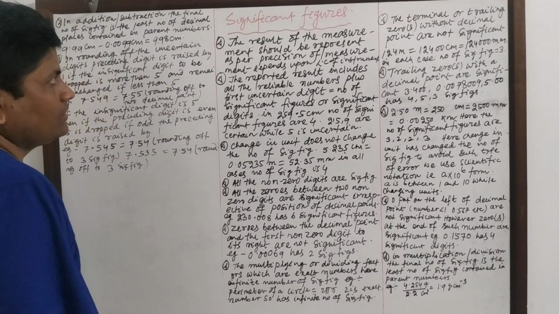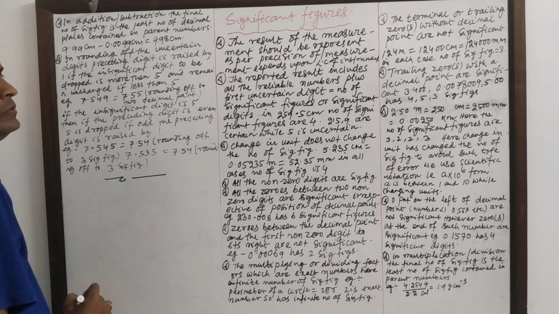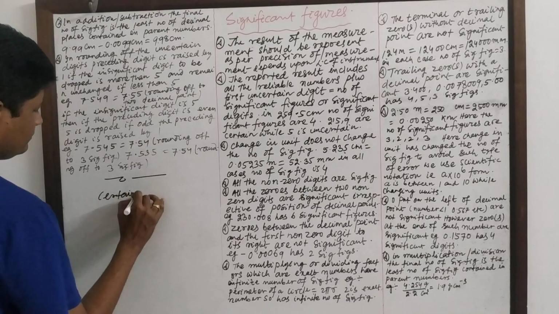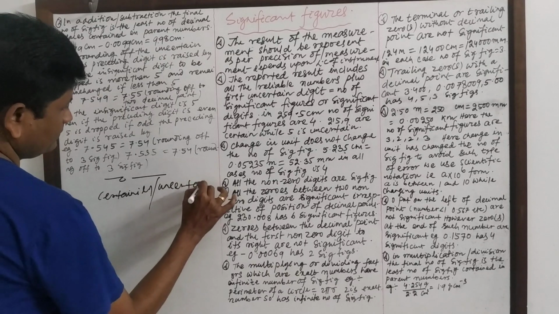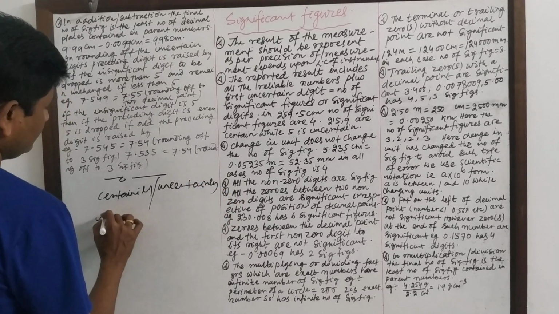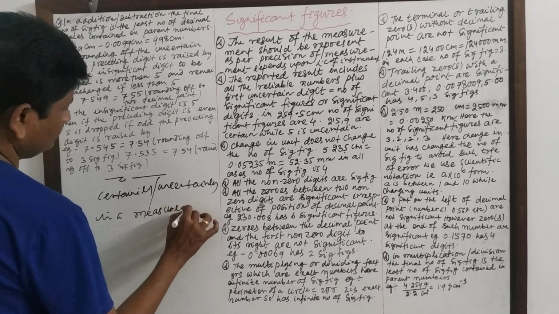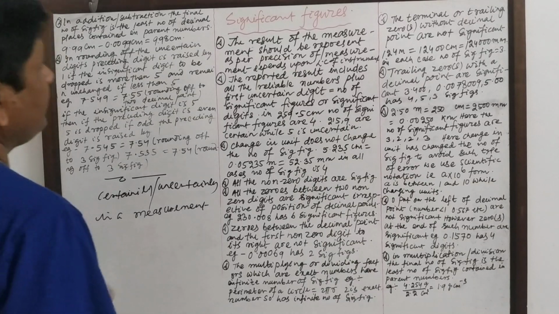Significant figures are the ones which refer to certainty or uncertainty in a measurement. Certainty or uncertainty. Let's take an example.